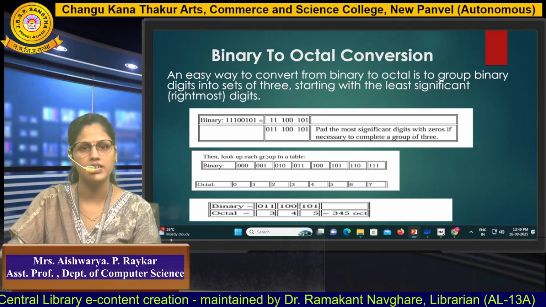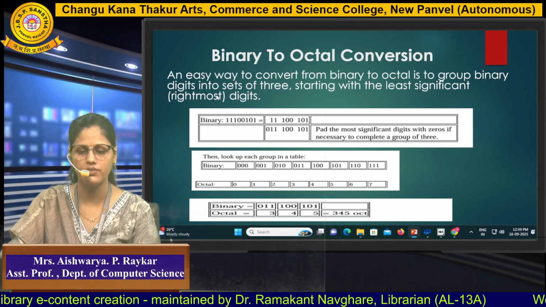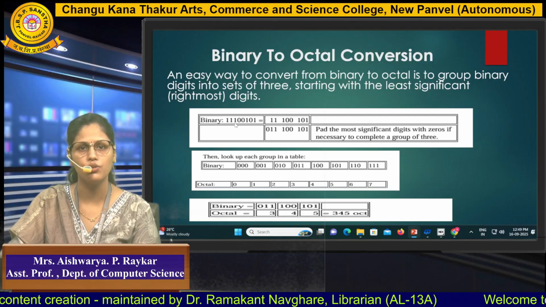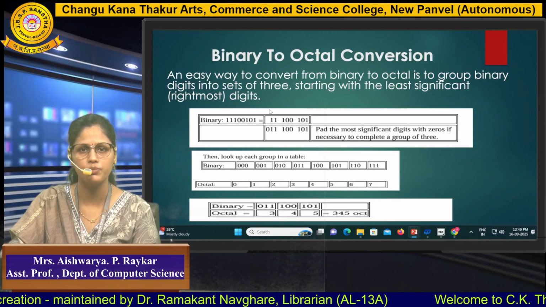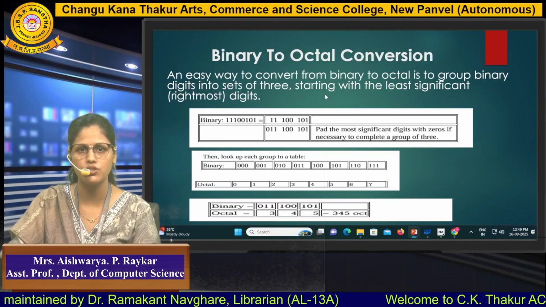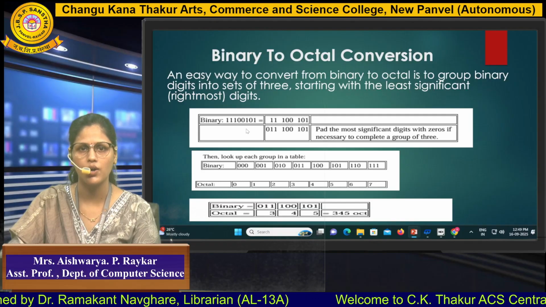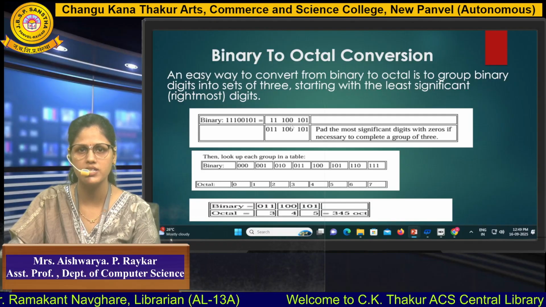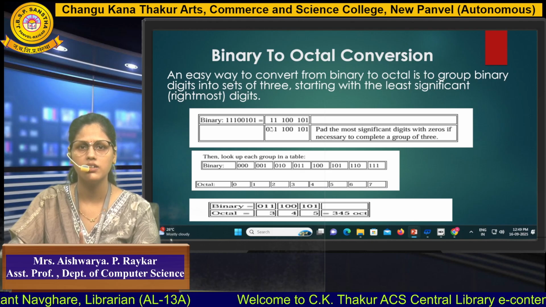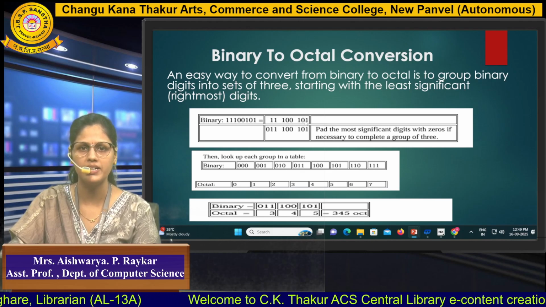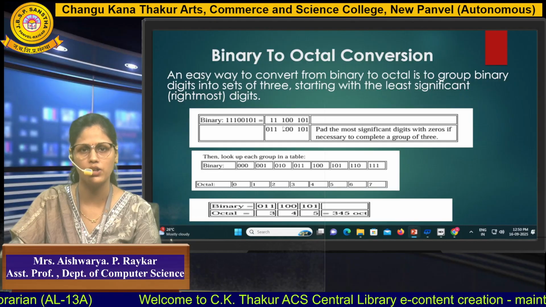Now let's see the example. This is the binary number given, 111 Now we will start grouping from the last. As we can see here, 101 100. Now as we can see here, 11 is there. 1 bit is less. So how we will complete that? We will just simply append 0 to make a group of 3.